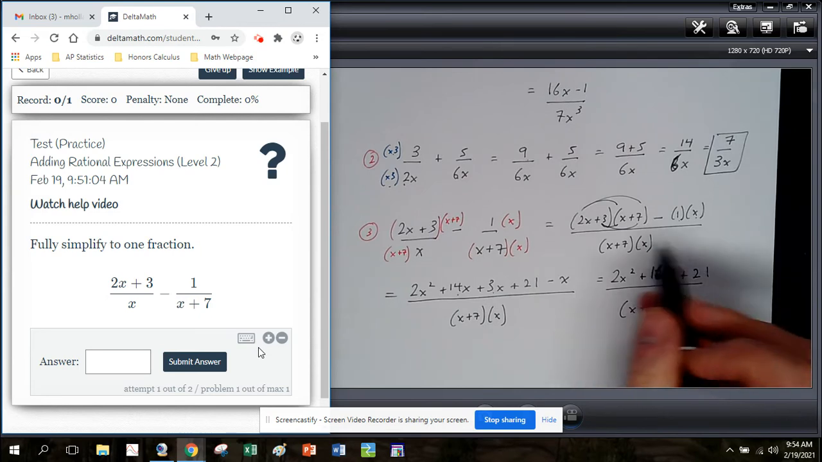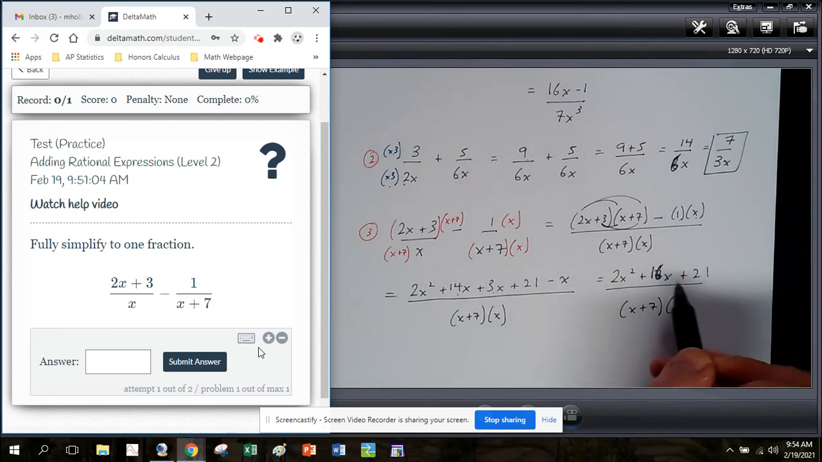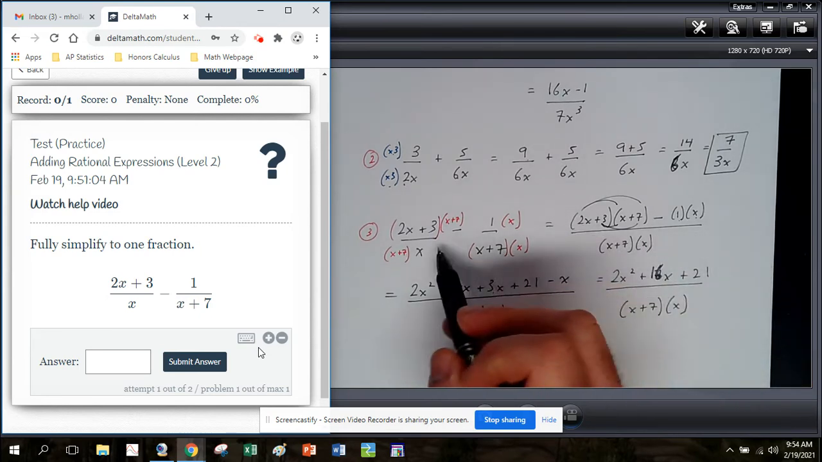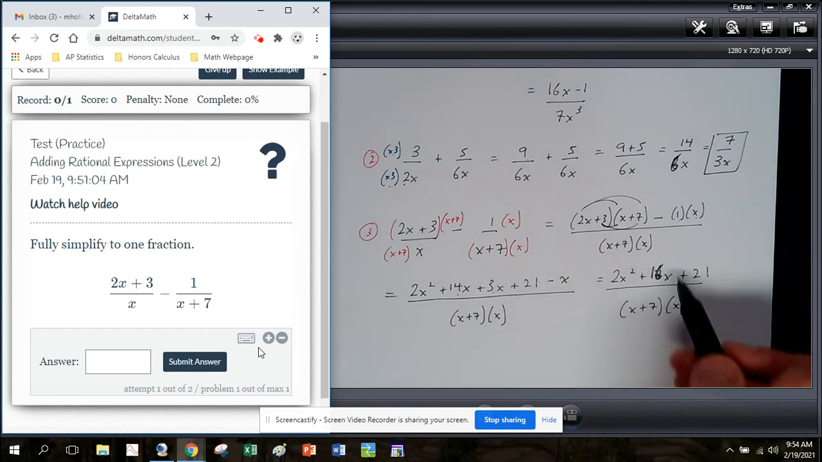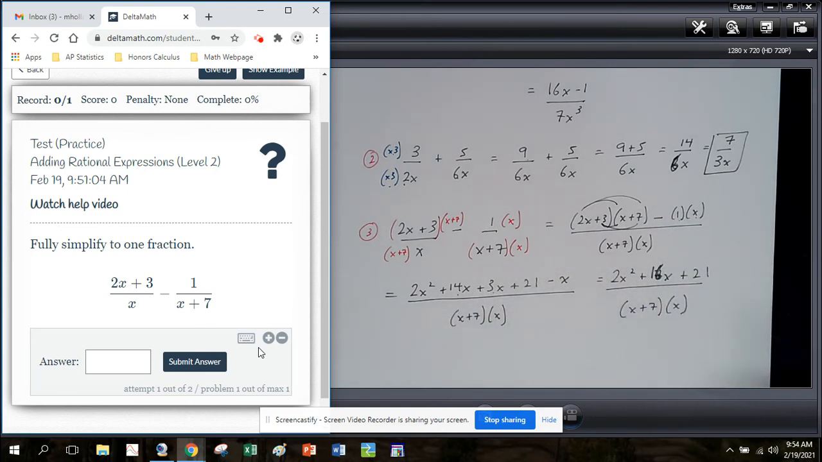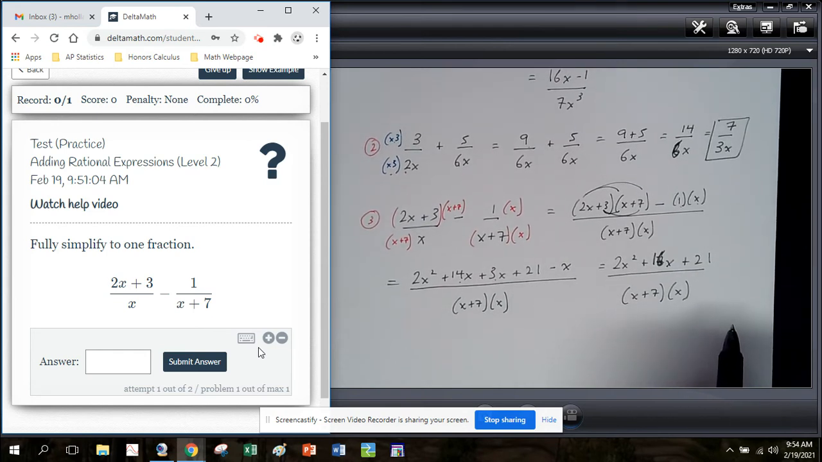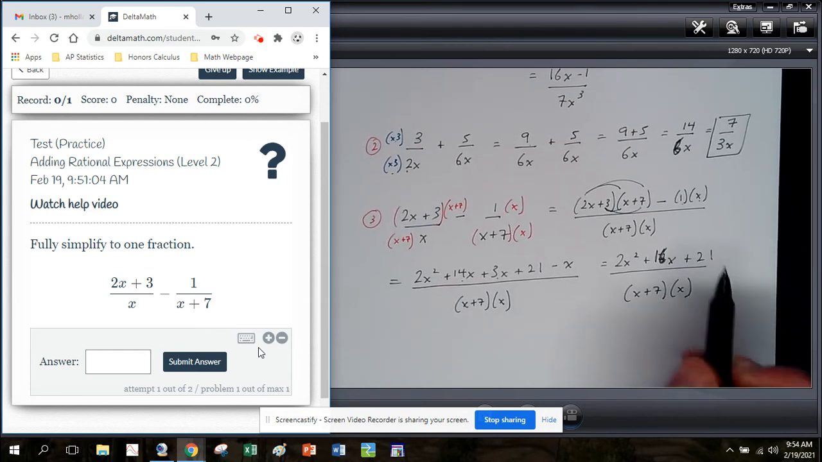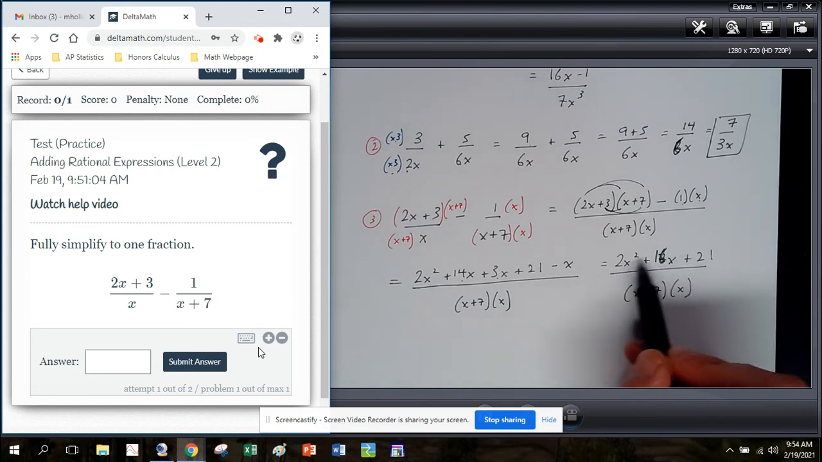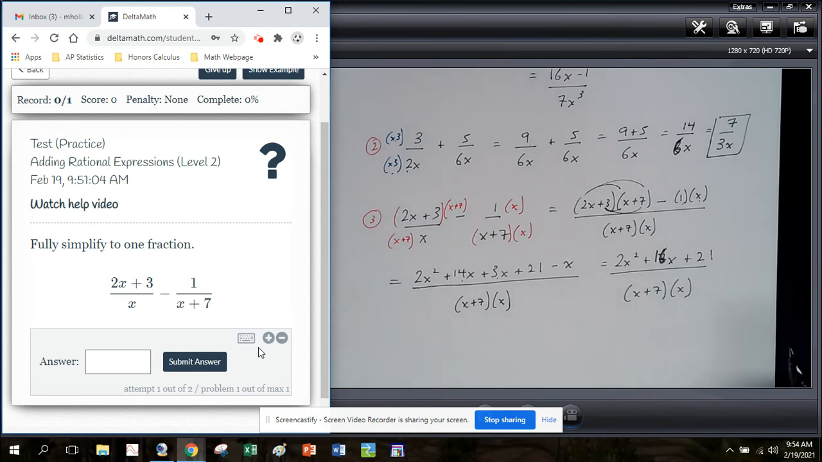Now, you've essentially done what you were supposed to do here. You've multiplied everything together, you've combined like terms, and you get this answer. And this would be an acceptable answer. However, the key word in the problem was simplify. So you need to see if you can actually factor this expression right here and maybe cancel anything out.